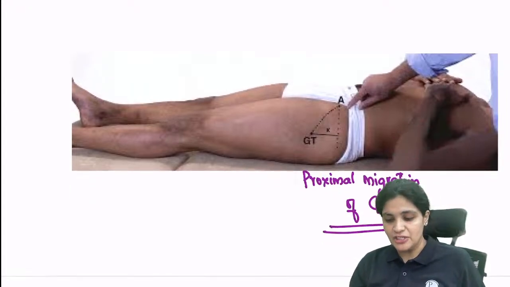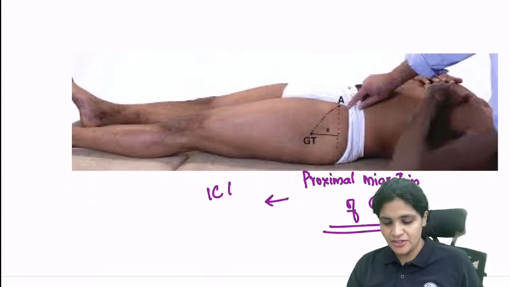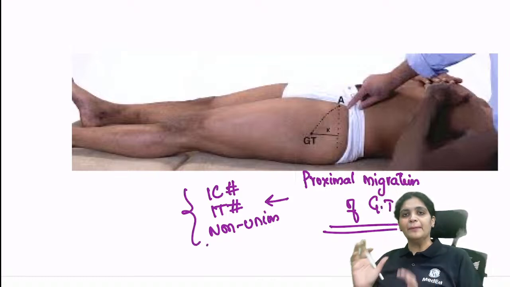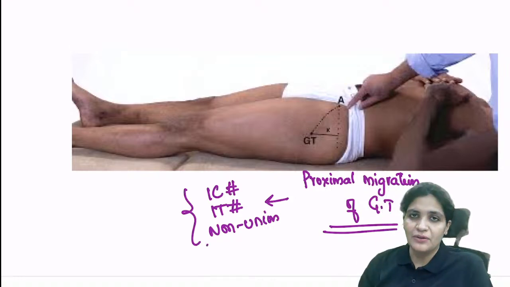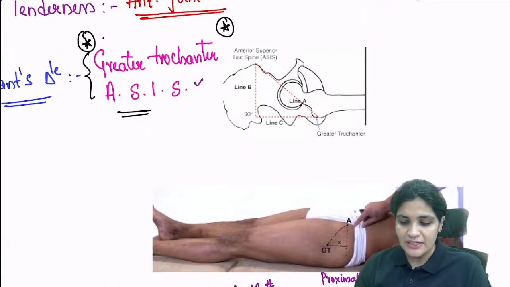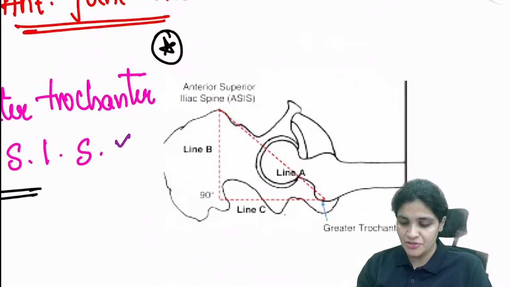And what are the conditions where it could be migrated? It could be any of your IC fractures, your IT fractures, right? And certain non-unions. So there is some hip pathology which is happening, and that would have resulted in this proximal migration of the GT. So that is the importance of your Bryant's triangle.